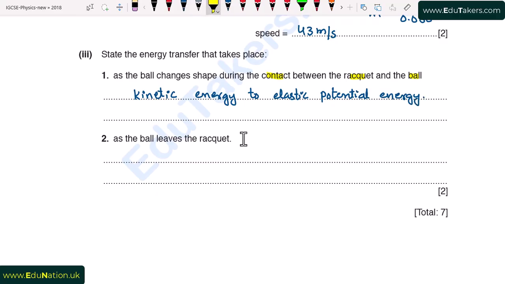Part 2. As the ball leaves the racket. So as the ball leaves the racket, all the elastic potential energy changes into kinetic energy, because kinetic energy is the energy possessed by a body due to its motion. So I write here elastic potential energy to kinetic energy.